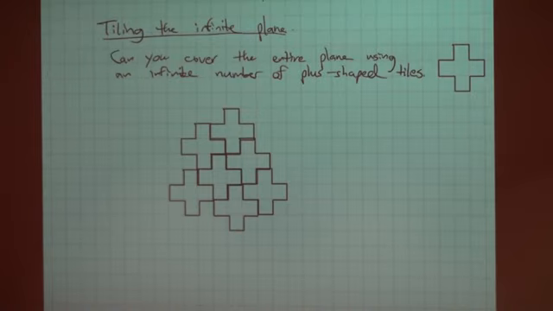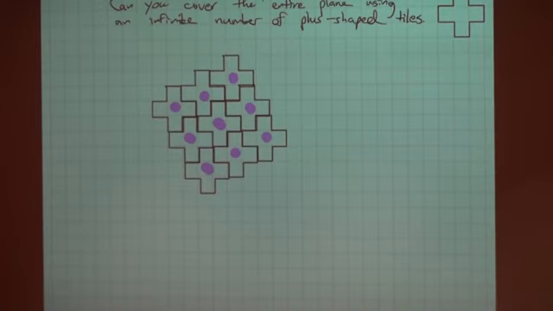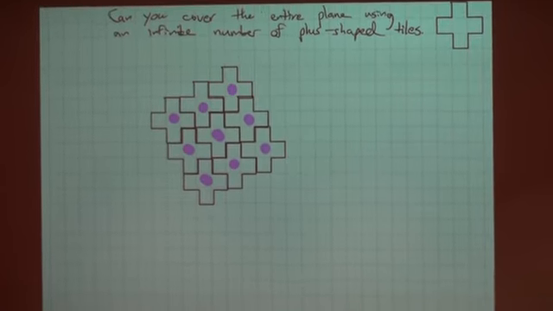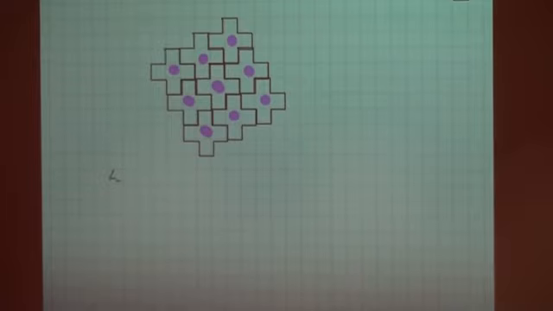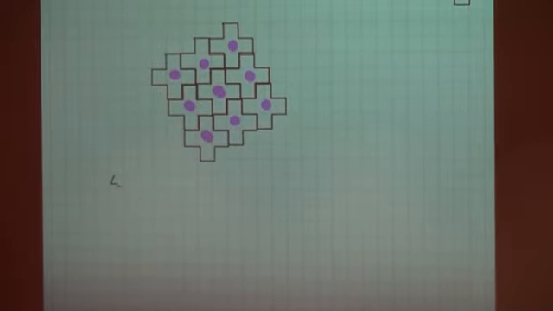One way of explaining what the infinite solution looks like is that the centers of the pluses form a lattice in the plane whose adjacent centers are a knight's move away from each other. Okay, so, oops, I'm still in shape mode. That's not good.